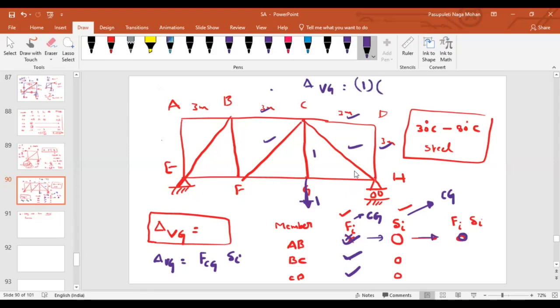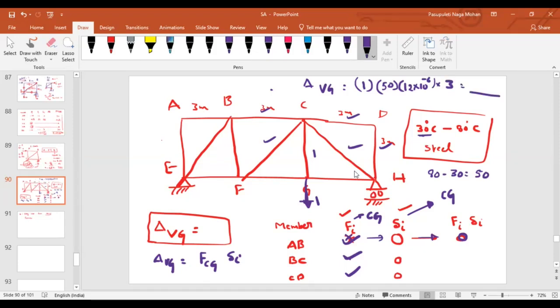What is the temperature change? It is increased from 30 degrees to 80 degrees. What is the change in temperature? 80 minus 30, that will be equal to 50. 50 into alpha value is how much? 12 into 10 power minus 6, times what is the length of the member? 3.